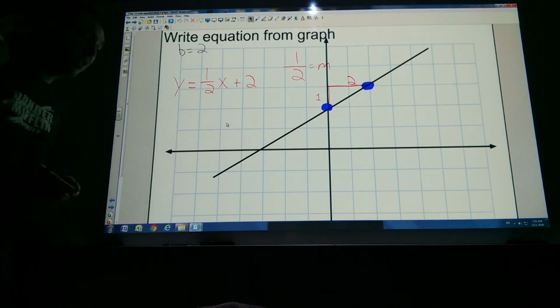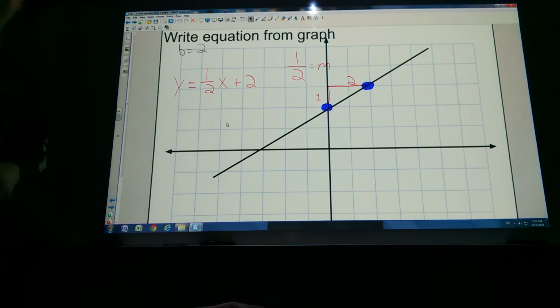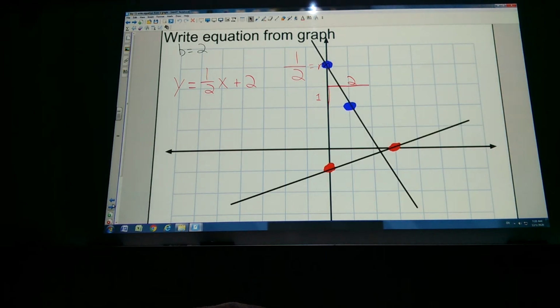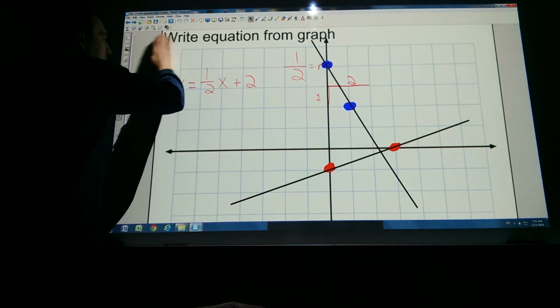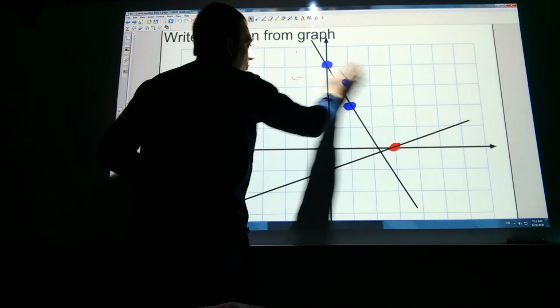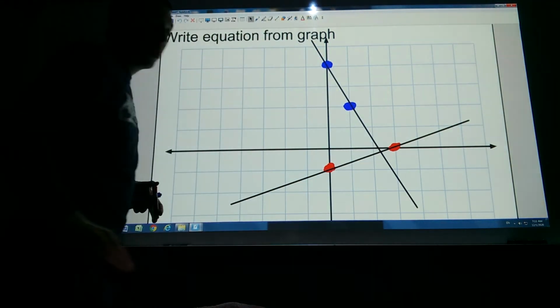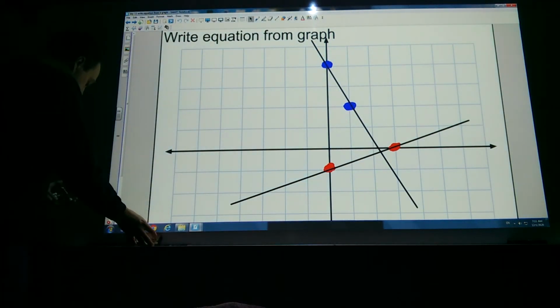All right, I'm going to give you two and see if you can figure them out. See if you can find the equation of the blue and red line. Go ahead and pause it and try.